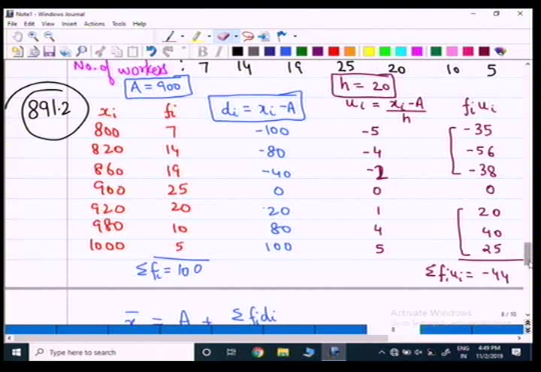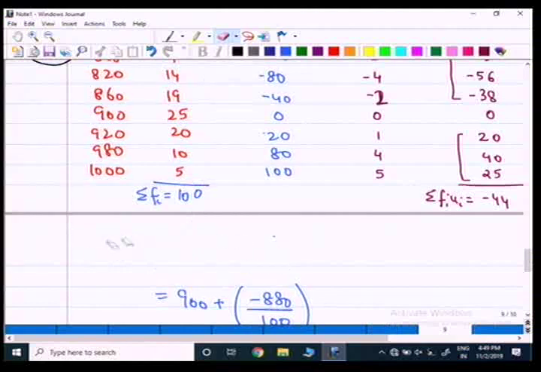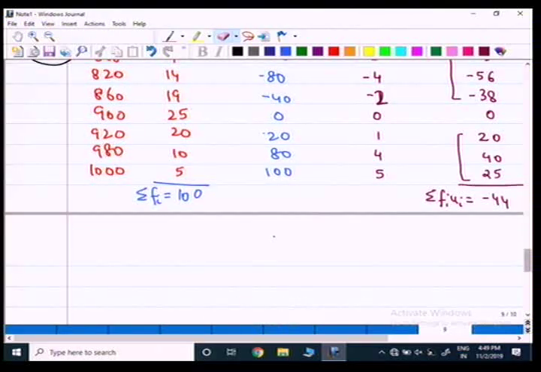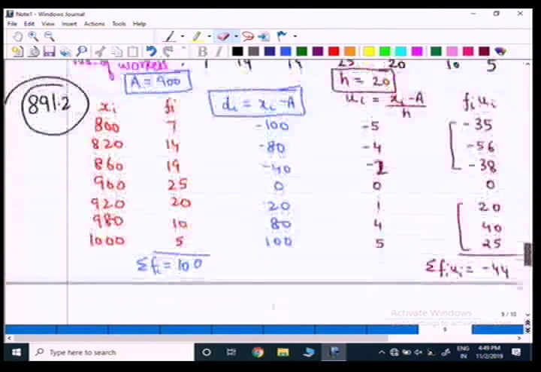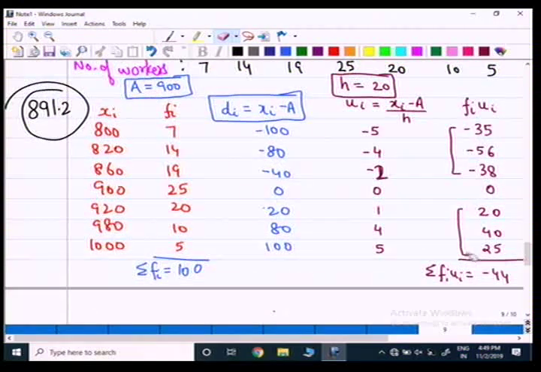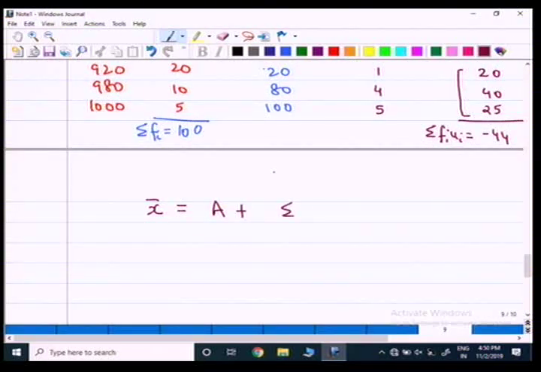Now, the only change that will take place is in the formula. In the earlier case, we subtracted a, so we added a back. Here we have divided by h, so to restore that, we have to multiply by h. So the formula will be: mean is equal to a plus sigma fi ui by sigma f, multiplied by h. Because we have divided by h, whatever mean we are getting, we multiply by h and then add it to the assumed mean.